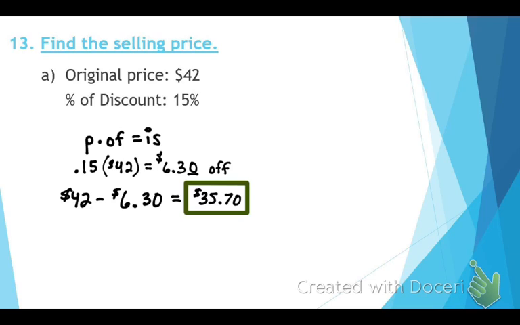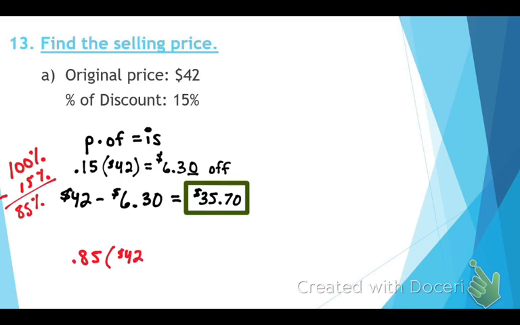So if you think about it, we've got 100% minus 15% gives us the total percentage we have to pay. What percentage do we have to pay? What's 100 minus 15? 85%. That's the price or the percentage that we pay. Turn 85% into a decimal. What would that be? 0.85.